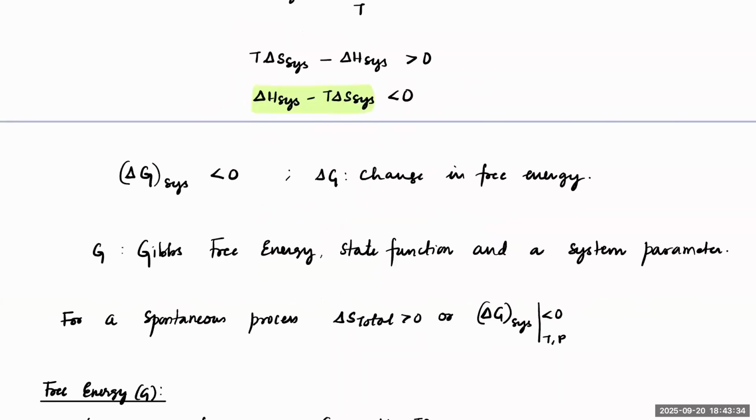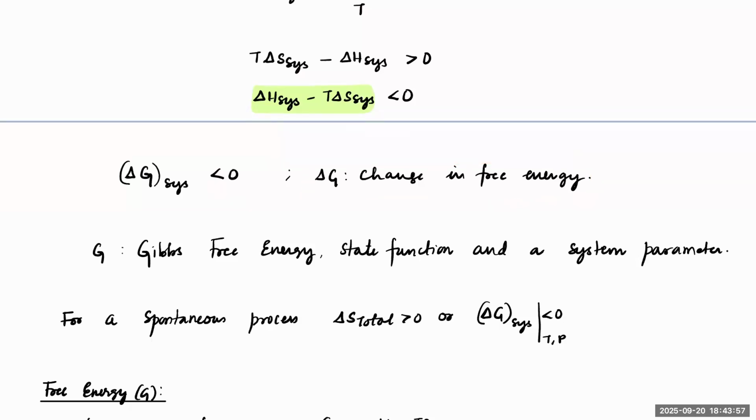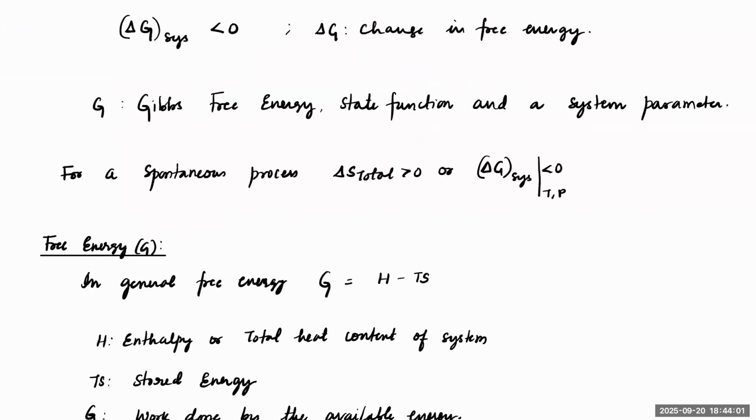Now, this is where I'll define a new parameter. This is what we define as a new parameter, that is delta G. Delta G of a system is less than 0. This factor is what I'm defining as delta G of the system. So delta G of a system, if it is less than 0, we can call that the change in free energy of the system. So if the change in free energy of the system is less than 0, that means there is a spontaneous change occurring.